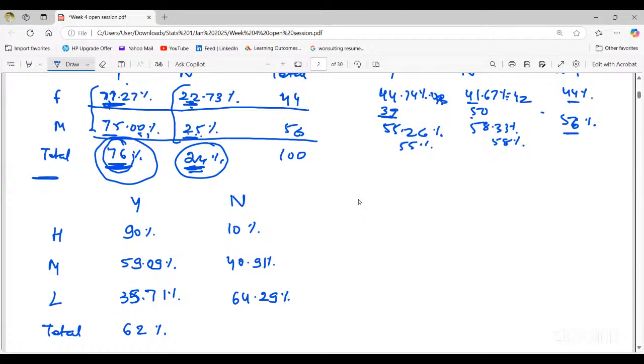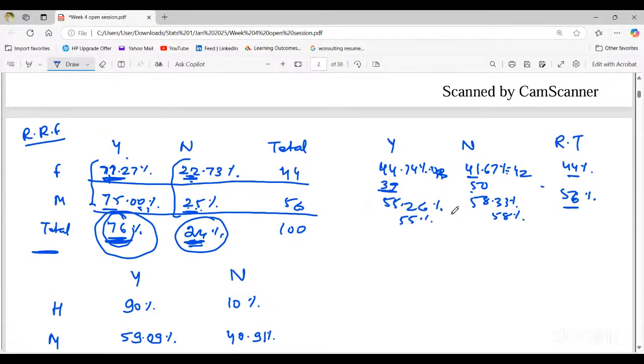This is the column relative frequency actually, not the row relative frequency. This is the row relative frequency. So here we calculated the column relative frequency, so we will compare the columns. Here we are calculating the row relative frequency, so we would be comparing the rows. Sorry, I got messed up.